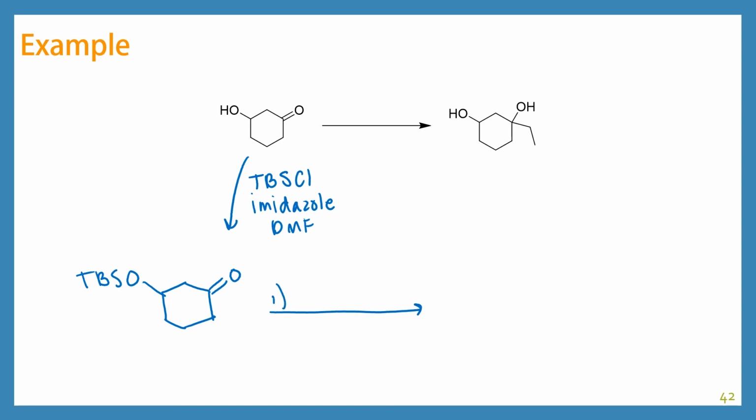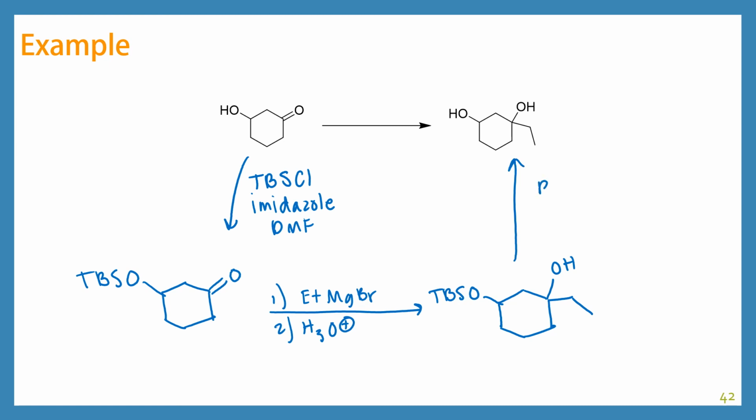You can add in the Grignard that you need, so we need to add in an ethyl group, so you could shorthand it with EtMgBr if you wanted to. Follow it up by an aqueous acid workup. Our TBS group is going to be unaffected. We'll have our alcohol, our ethyl group, and then we react with TBAF and THF to deprotect it.